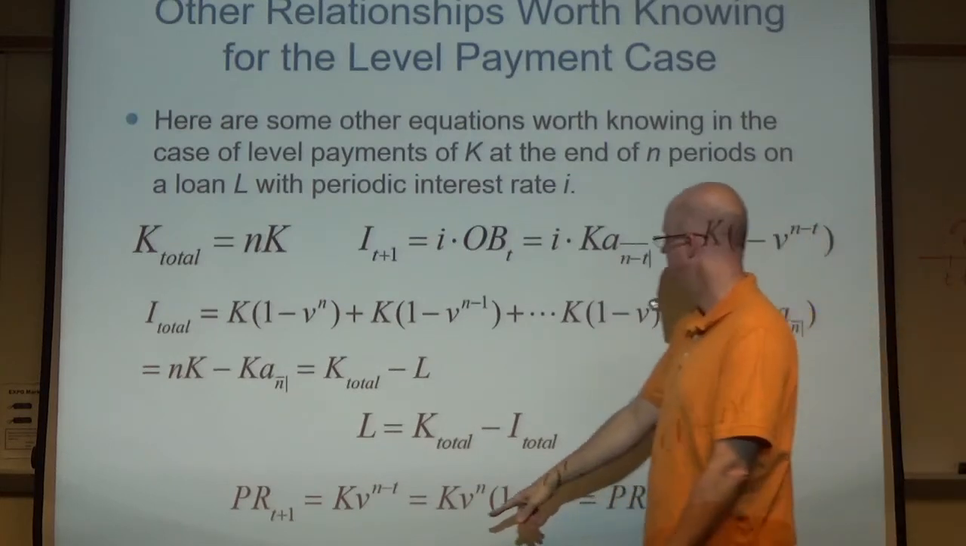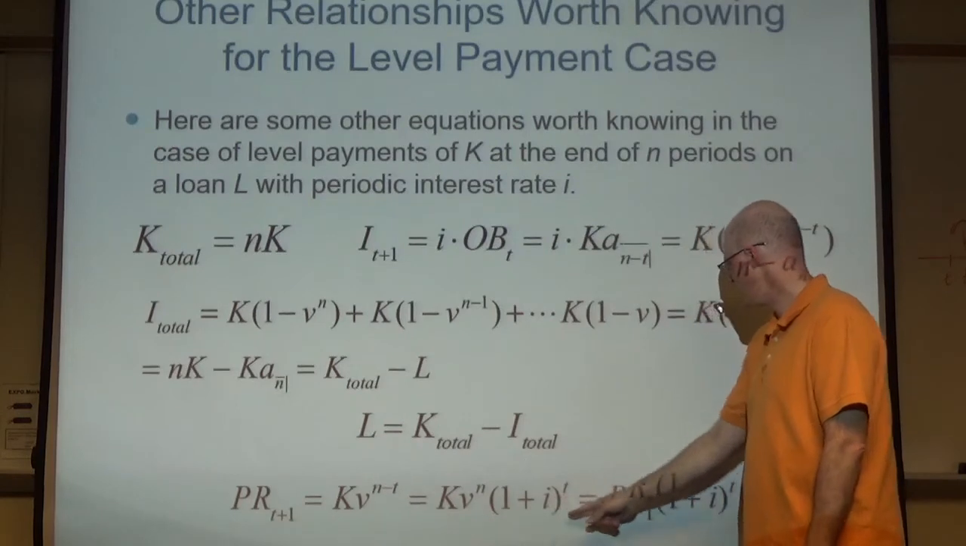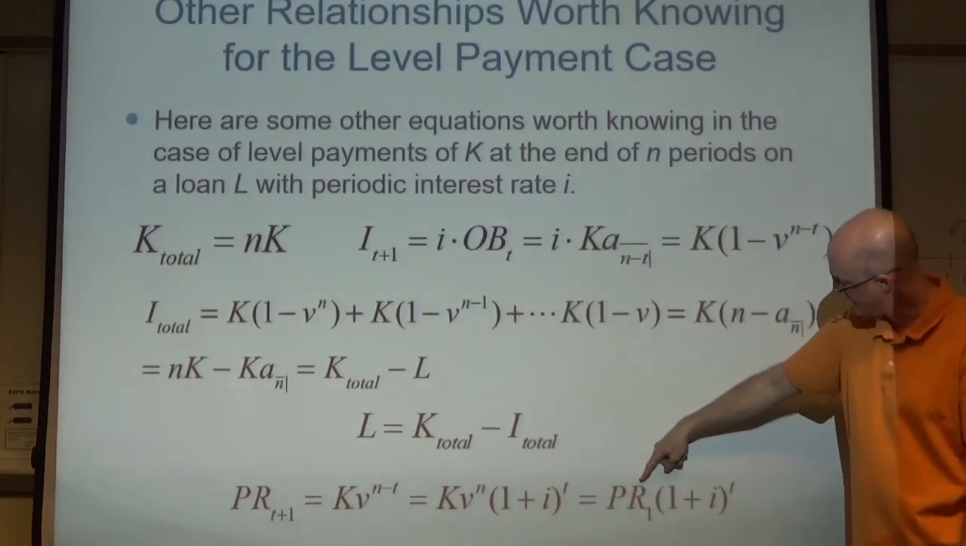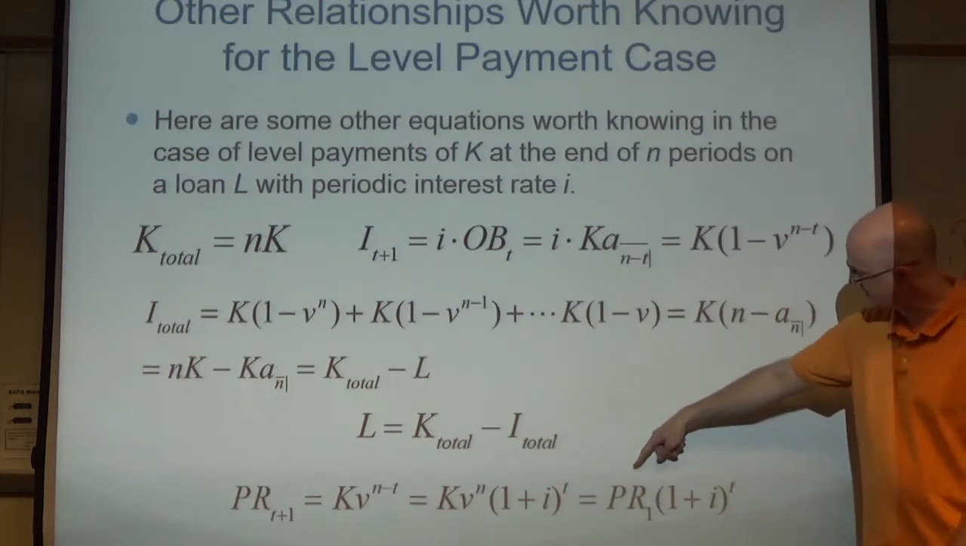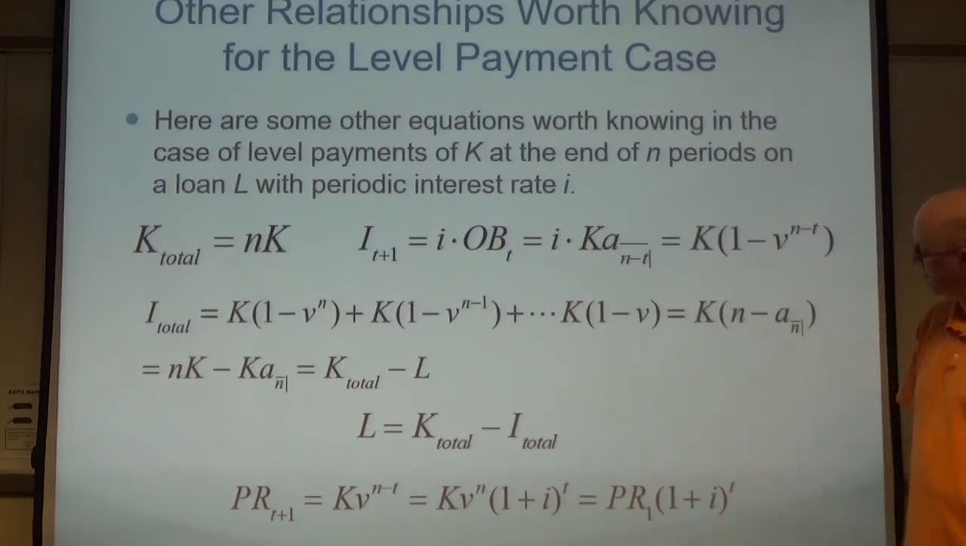You can derive this equation for PR, the principal reduction, which can be written in a couple different equivalent ways. Notice you can write it in terms of accumulated values of the first principal reduction. So what this is showing is your principal reduction values grow geometrically. You need to keep multiplying by factors of 1 plus i to get the next principal reduction amount. That's worth knowing too.